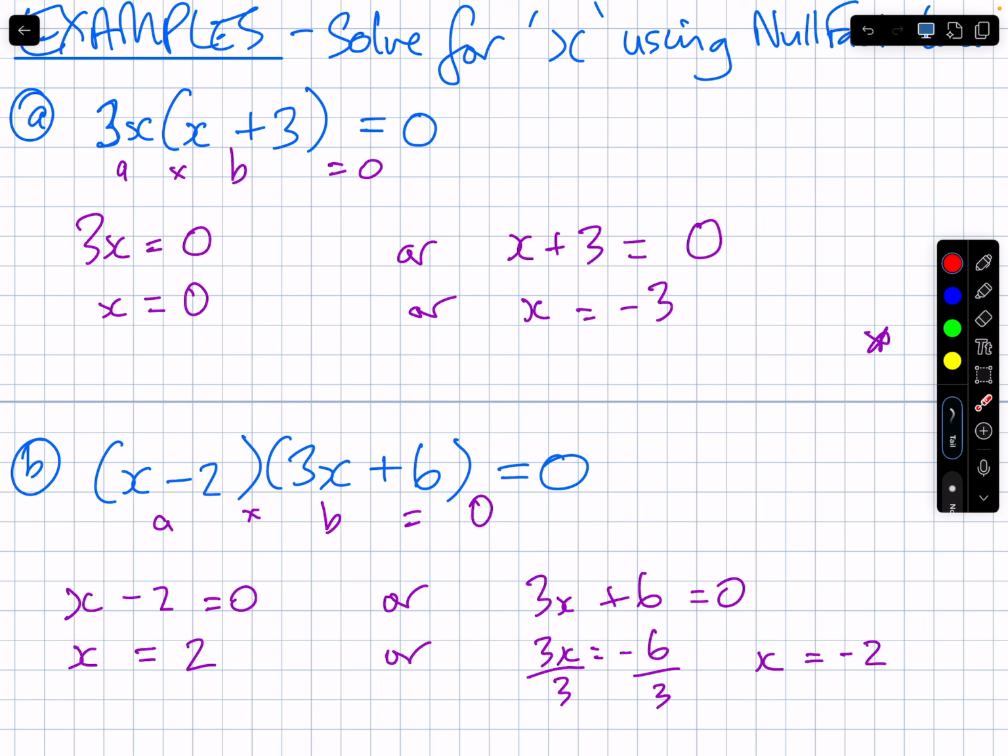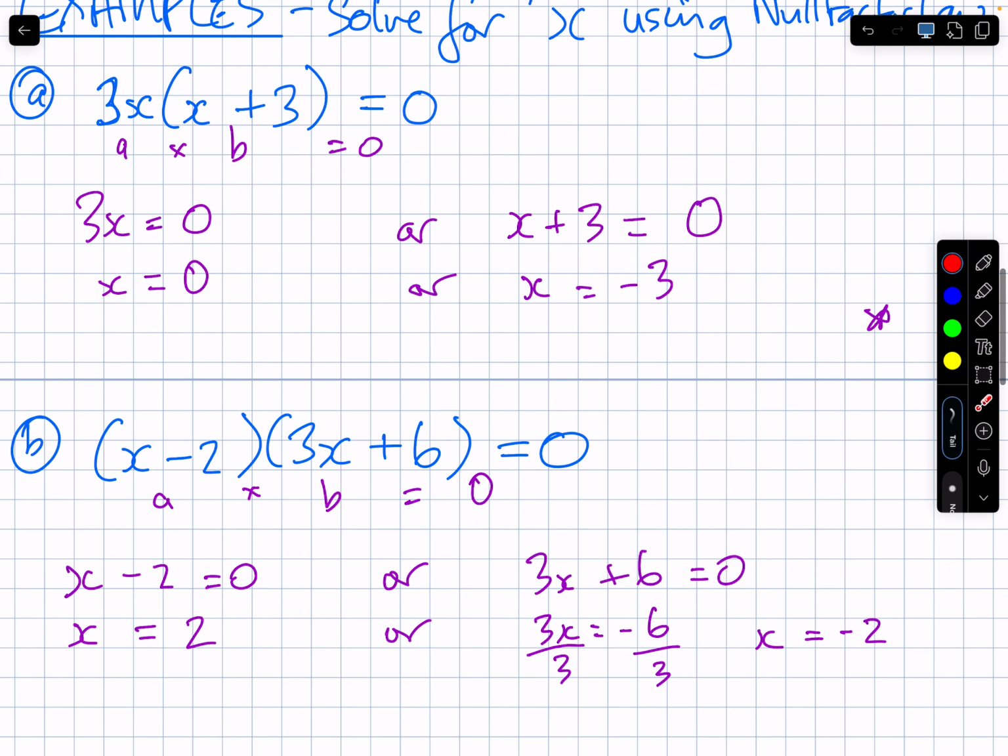If my answer was 2, which brackets is that going to make 0? The left one or the right? The left one. Because if I say that x is equal to 2, 2 take 2, 0. 0 times, it doesn't even matter what's in the right set of brackets. The answer will be 0. Okay? That's that. That's null factor law.